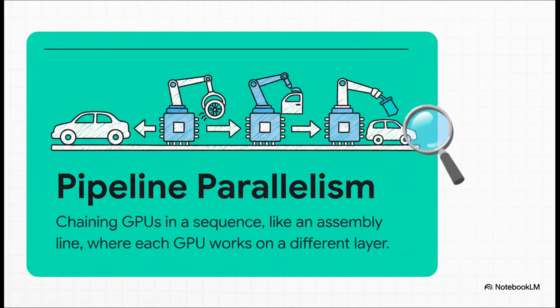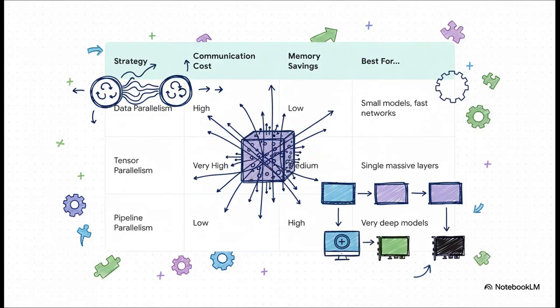And there's a third way, pipeline parallelism. This one's easy to picture. Think of a factory assembly line for a car. The AI model's layers are basically chained together in a sequence. So the first GPU works on layer 1, then it passes its result to the second GPU, which handles layer 2, and on down the line. This was the answer to models becoming incredibly deep. We're talking hundreds and hundreds of layers. So what's the takeaway here?